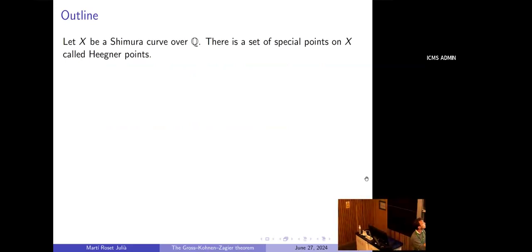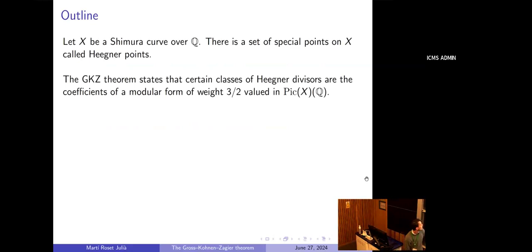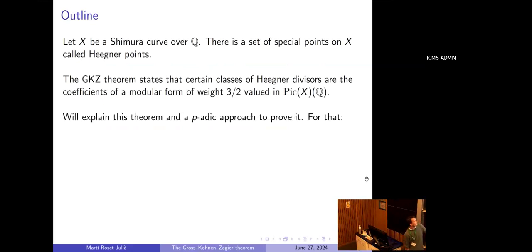And for that, we take X a Shimura curve over Q and recall that this curve is equipped with a collection of special points called Heegner points that happen to encode a lot of interesting arithmetic information. And the Gross-Kohnen-Zagier theorem states that certain classes made of Heegner divisors appear as the coefficients of a modular form of weight 3/2 valued on the Jacobian of the Shimura curve. And the aim for today is to explain this theorem and a p-adic approach to prove it.